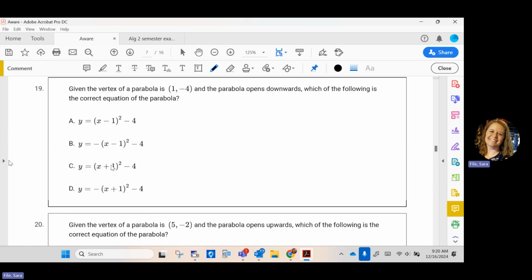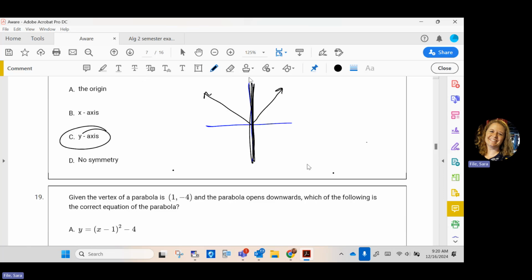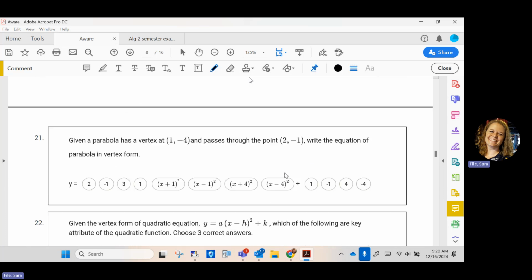26 and 29. 26. While we're on that one, guys, this is the line that we could fold it over and everything. Man, my pen keeps going out. There. We would fold it over this line and everything would match up. So that's the y-axis. That's our line of symmetry for absolute value parent function there.